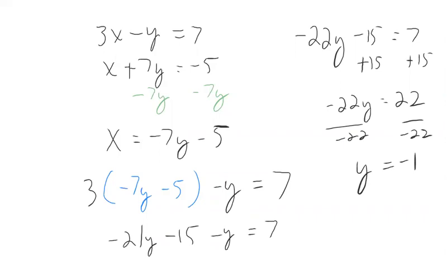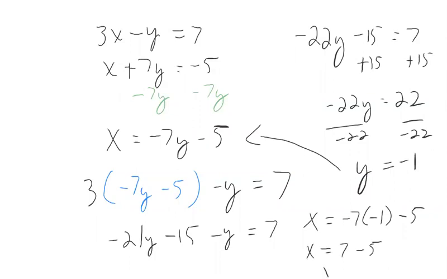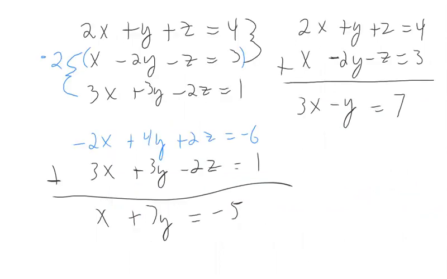Now, if I take negative 1 and put it back into that equation, I know I say go back to the beginning, but you can't really do that on this one. So I get x equals negative 7 times negative 1 minus 5. Negative 7 times negative 1 is positive 7. So x equals 7 minus 5, and x equals 2. So I have two answers so far. I have a negative 1, and I have a 2. So I'll go back to my previous problem so we can see it again.